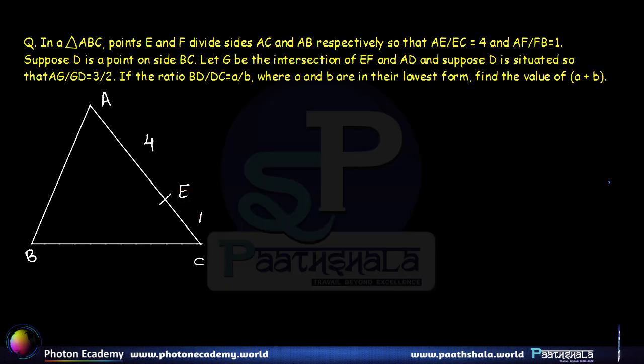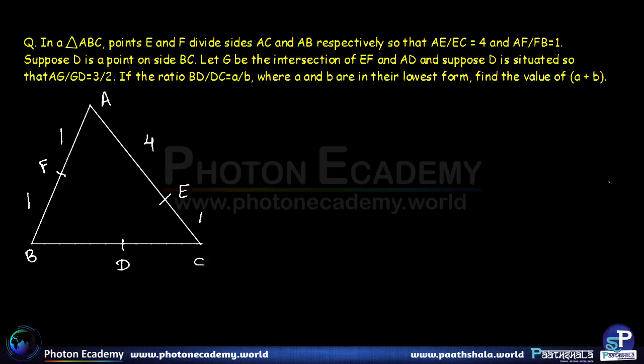So suppose, okay, and the next thing they have said is AF is to FB is 1. So F is the midpoint of AB. The ratio is 1:1. And D is on side BC such that the intersection of AD and EF is G. So this point is G.